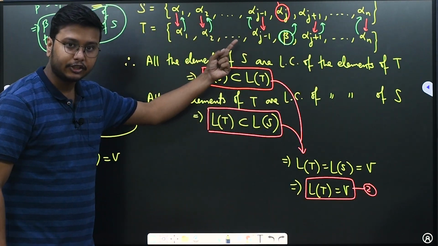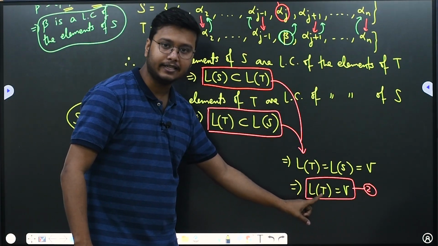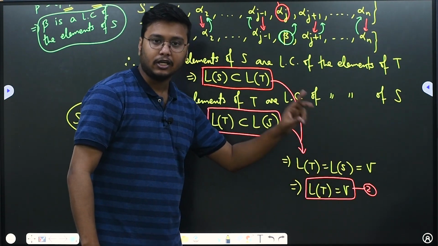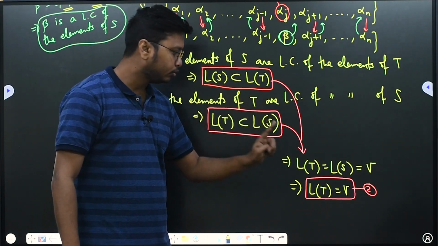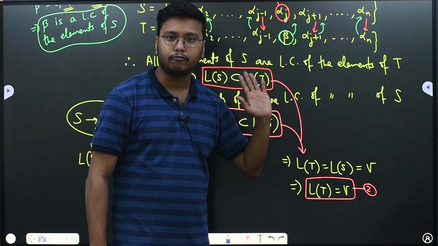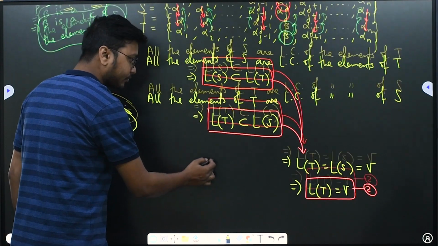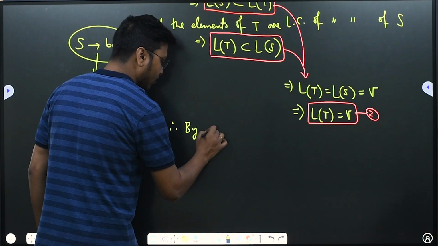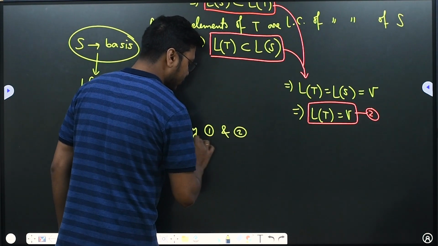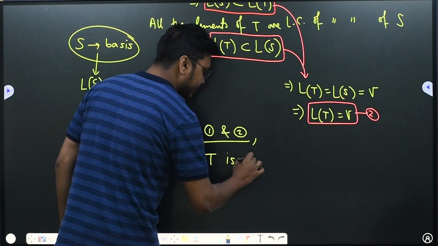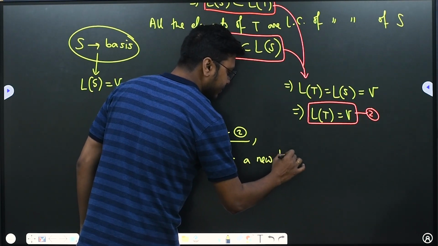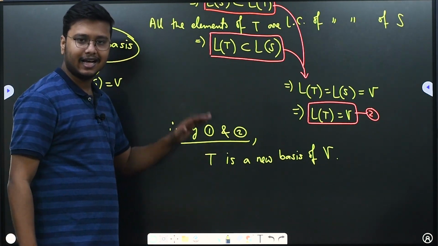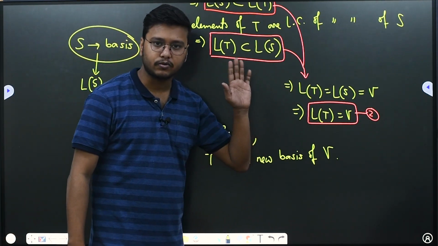The first condition we had showed that T is linearly independent. The second condition we have showed that L of T equals V. So the two conditions required to show T is a basis have been fulfilled, right? So I can say that therefore by 1 and 2, T is a new basis of the vector space V, and hence the replacement theorem is proved.